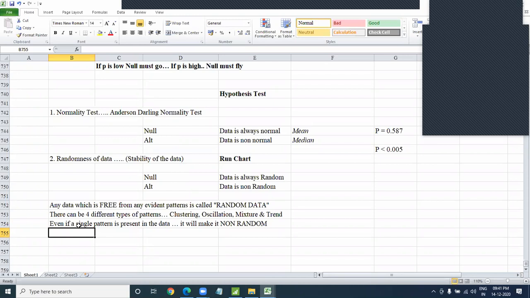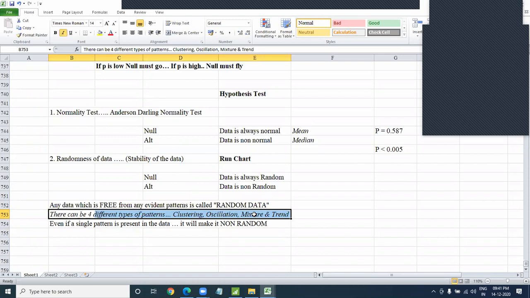Even if a single pattern is present. Bottom line, none of these patterns should be present in the data. If it's present, it's non-random. If they are not present, it's random. How do I know? Again, the p-value. If any p-value is less than 0.05, that means it will.